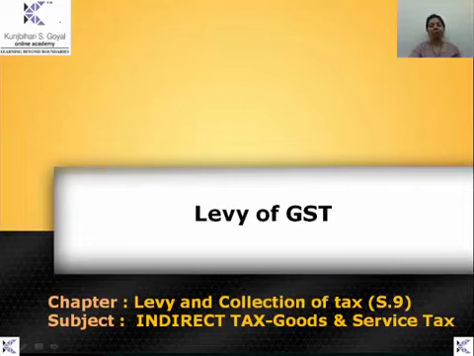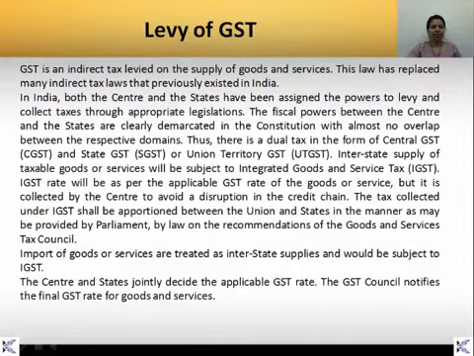Hello friends, today we will be seeing about the levy of GST, which is a very important aspect for your practical problems. So levy and collection of tax, that is section 9 regarding GST, we are going to see today. Let us first understand what all terms are involved in this.